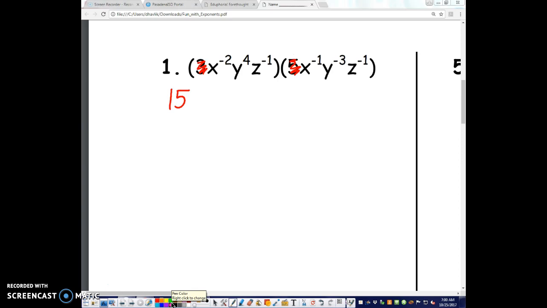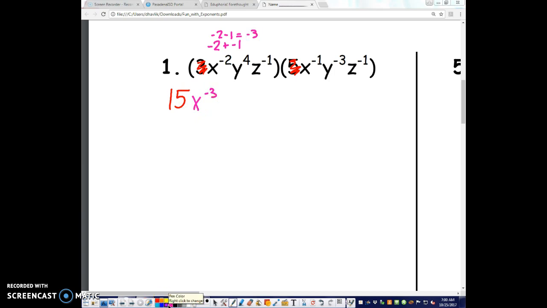Since these are multiplying, what do we do to the exponents? We're adding the exponents. So we need to do -2 plus -1. So -2 plus -1 is the same as saying -2 minus 1, which is what? -3. So we have x to the -3.